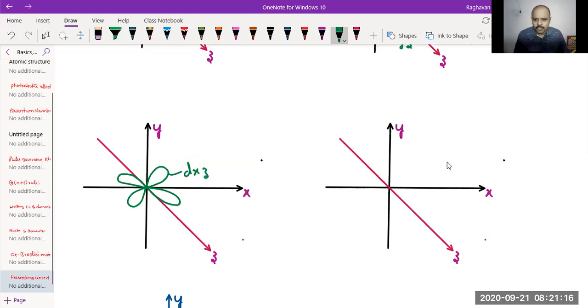Next, the fourth one is dx square minus y square. There will be lobes along the axis, not in between, along the axis. One lobe, another. This is dx square minus y square.